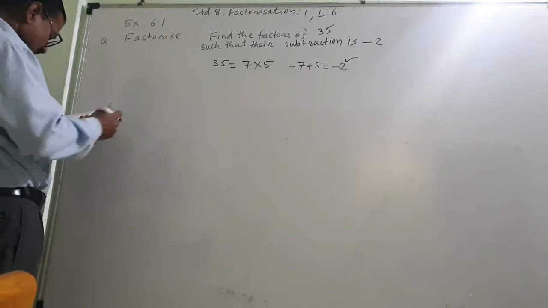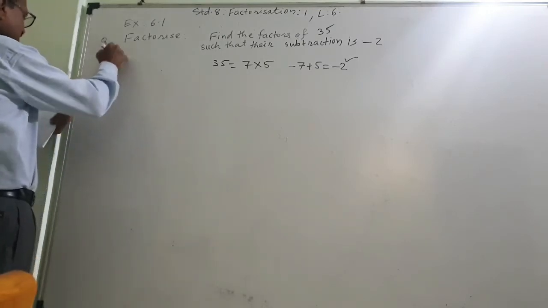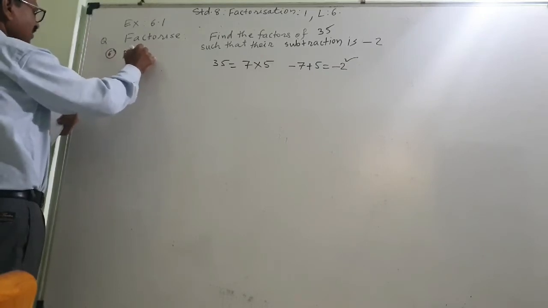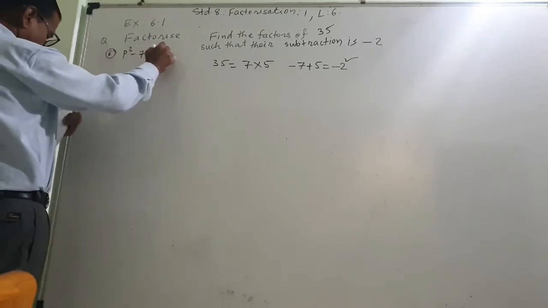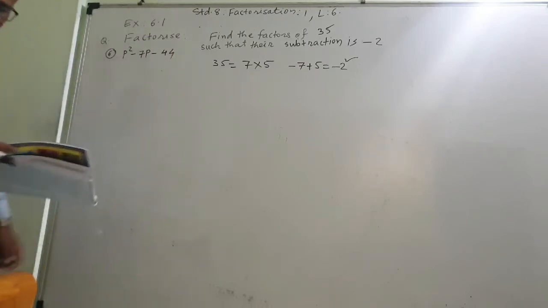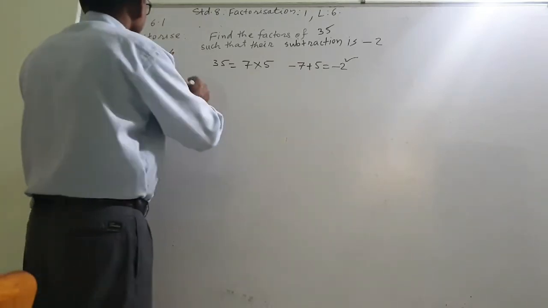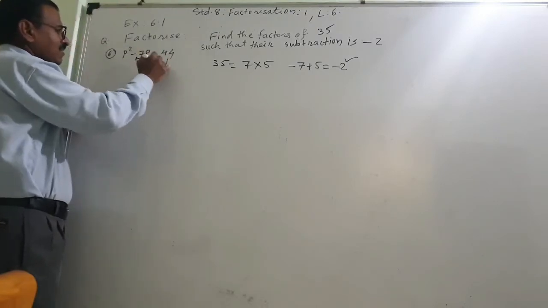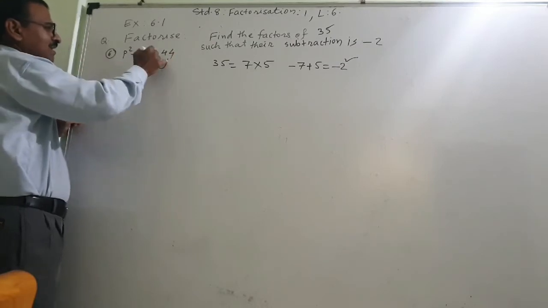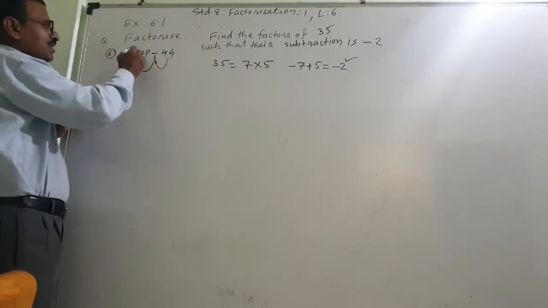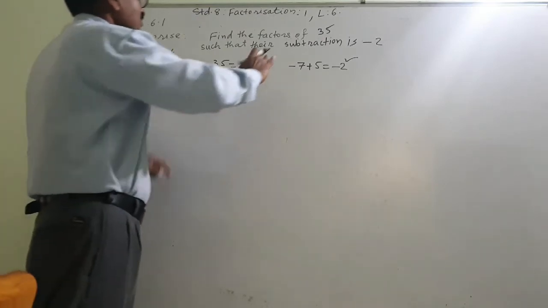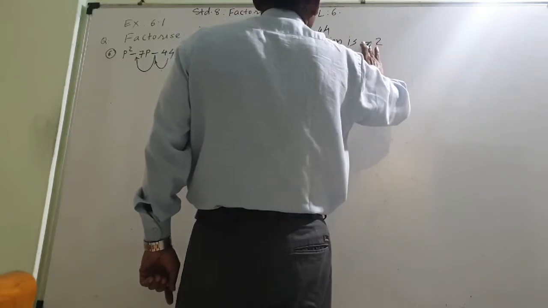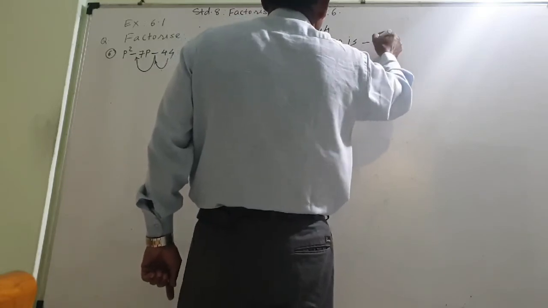Now the sixth sum: p square minus 7p minus 44. So find the factors of 44 such that their subtraction is minus 7. From this side to here, that way you should do it.